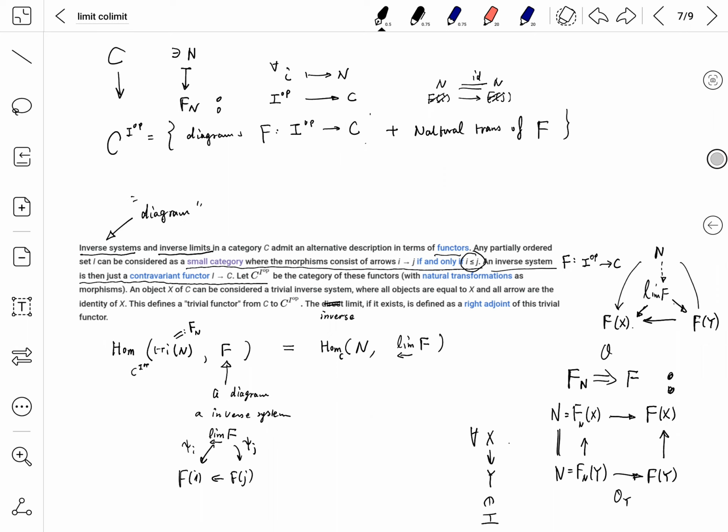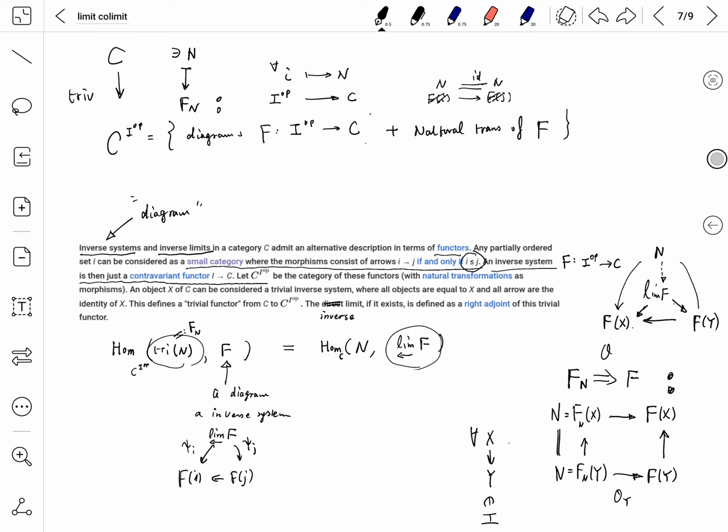In this case, an object of C can be considered as a trivial inverse system, where all objects are equal to X and all arrows are the identity of X. And so we have a map from C to C^(I op). We call this functor the trivial functor, and we can use it to describe what the inverse limit is. The inverse limit is defined as the right adjoint of this trivial functor.